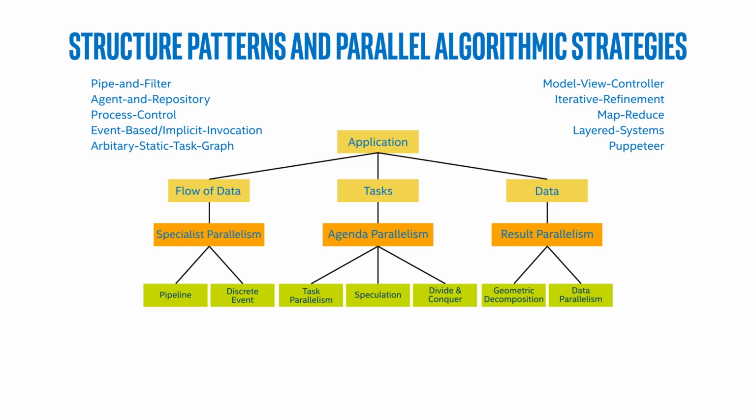What we can see is, for these 10 structural patterns, a natural organization of how they map onto these 7 parallel algorithm strategies below, with the bulk of them being task parallelism, not surprising because it's the most general. Pipeline parallelism is used by pipe and filter, and discrete event is used by iterator and process control. We didn't find any natural matching to speculation or divide and conquer. MAPREDUCE can often go on to geometric decomposition, or more generally to data parallelism, as can also agent and repository.